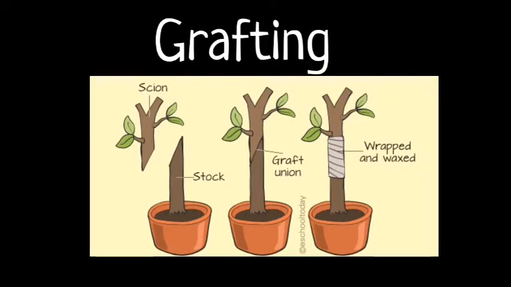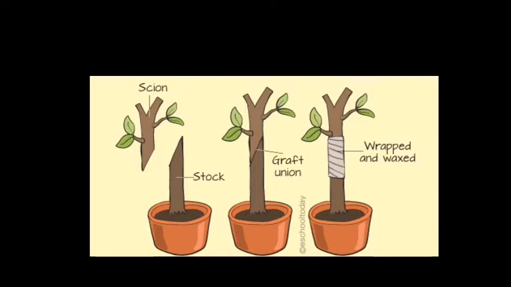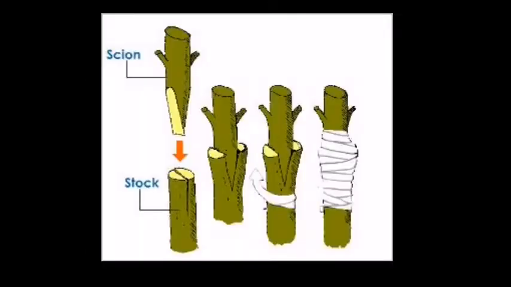The next method of artificial propagation is grafting. Grafting is the technique used to join parts from two or more plants so that they can appear to grow as a single plant. In this method, a branch of a good quality plant called the scion is placed over the root system of another plant called the stock.